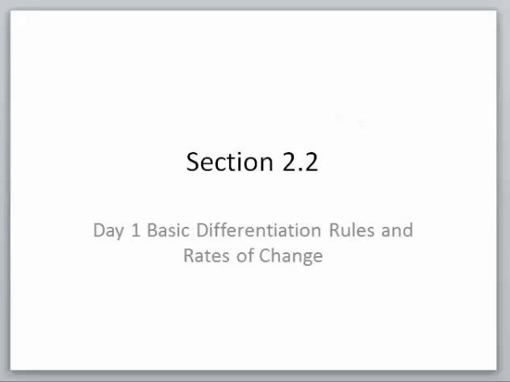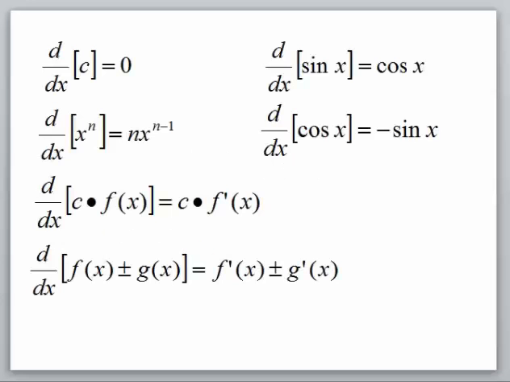Alright, today is the day we start to learn some of those tricks to finding derivatives. So we're going to start by looking at some of those tricks, the shortcuts, rather than using the definition of derivative. What I have here says, when you're going to find the derivative of a constant, say 5, the derivative of a constant is 0.